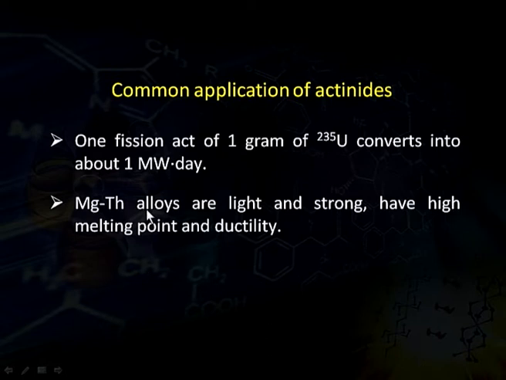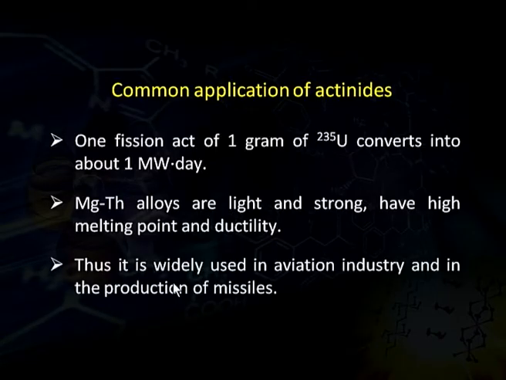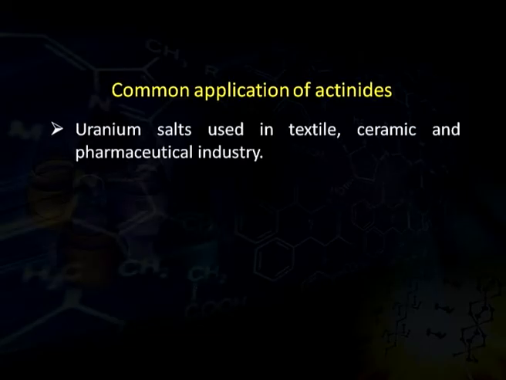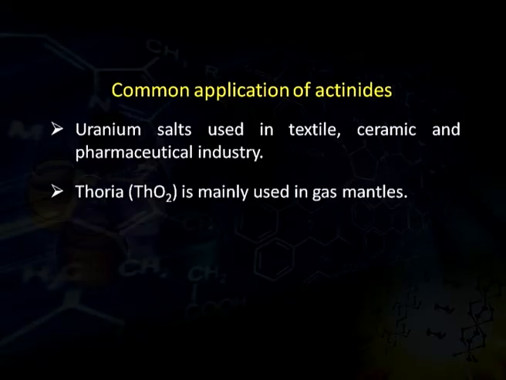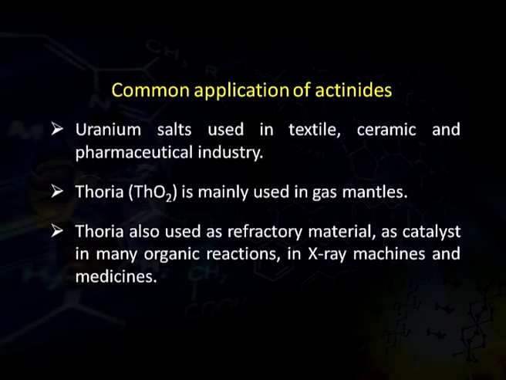The magnesium thorium alloys are light and strong and have high melting point and ductility. Thus, they are widely used in the aviation industry and in the production of missiles. The uranium salts are used in textile, ceramic and pharmaceutical industry. Thoria is mainly used in gas mantles. Thoria is also used as a refractory material, and as a catalyst in many organic reactions. It is used in X-ray machines and also in medicine.